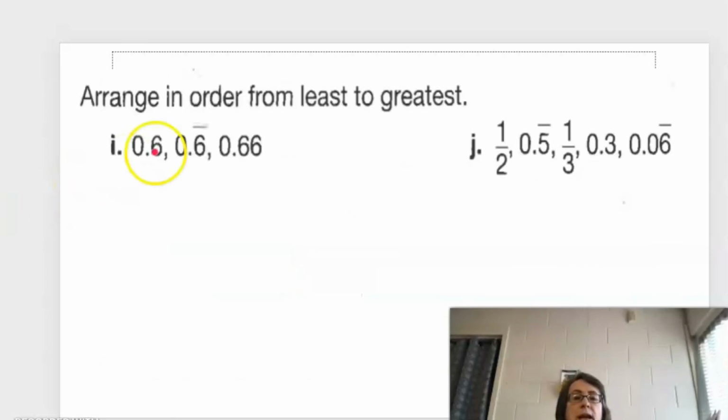Okay, so now arrange in order from least to greatest. So now we're going to have to make sure that we take each one of these out past the hundredths place. So we're going to take each one of these to the thousandths place so that we can see the difference.